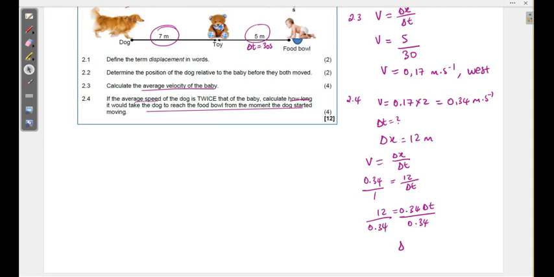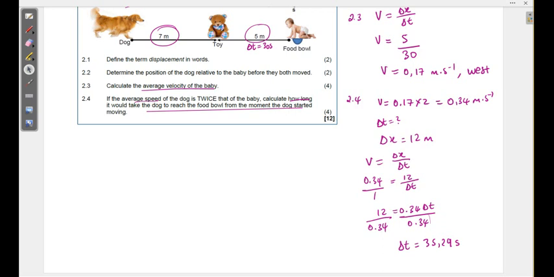So what do we get? How long does the dog take? The dog takes 35.29 seconds. Yes, sir. Great stuff. So do you see how we use that formula? Yes, sir. Speed, velocity, that's the formula that we are definitely going to be using.